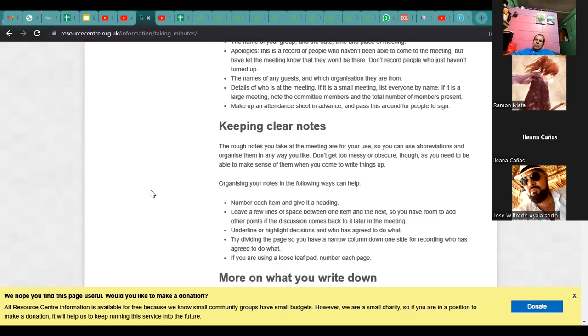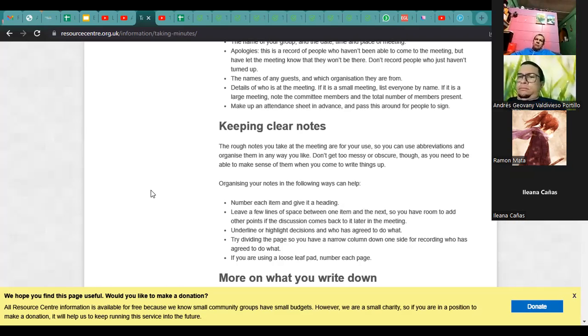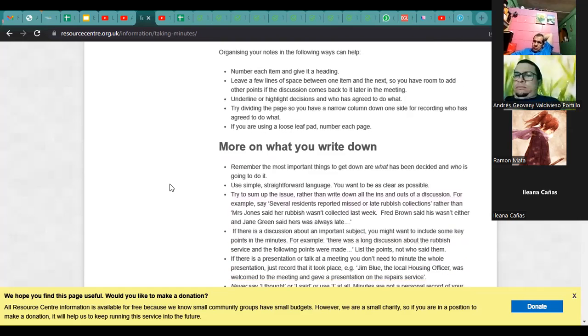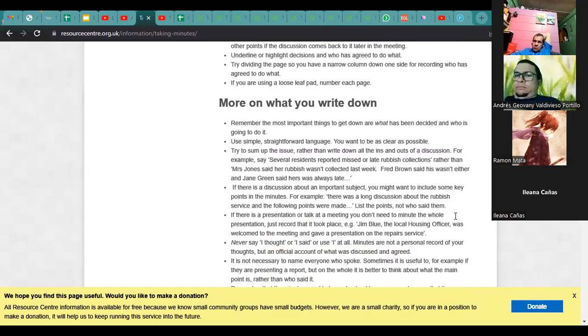Okay, very good, perfect. So yes, that is very important. We need to be clear. We need to organize everything inside. I mean, leave some lines, divide the page, underline or highlight decisions and many things. So everybody understands that, right? So the next one says more on what you write down.